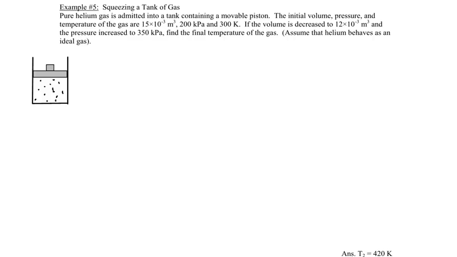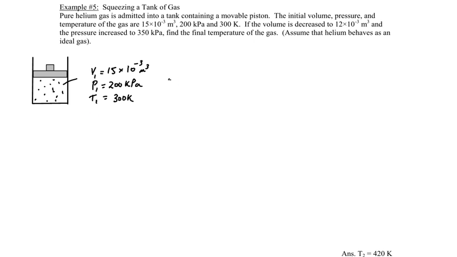Okay, example number 5. We have pure helium gas that's emitted into a tank, as you can see in this picture. This is a movable piston that can move up and down, and we have an initial pressure, volume, and temperature given, as shown right here. So I'll write them down now. So these are the initial state variables of volume, pressure, and temperature shown here.